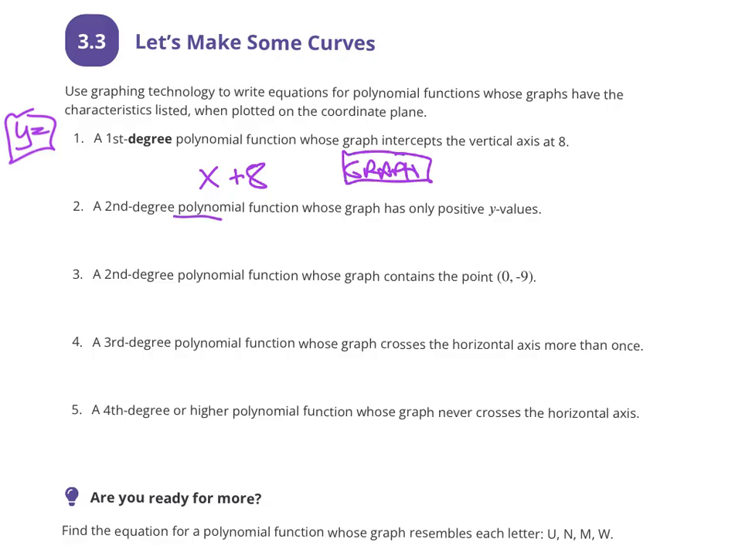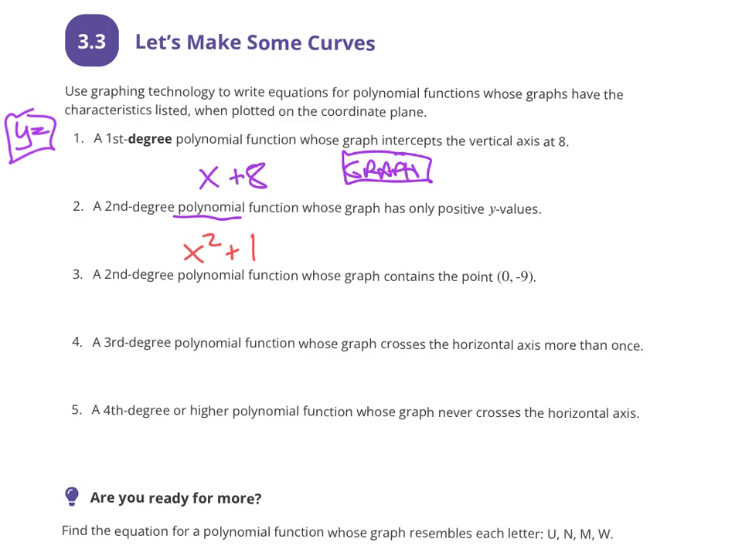A second degree polynomial, number 2, whose only has positive y values. So you're going to have second degree, x squared plus 1, whatever. You could put x squared plus x. You could have put all kinds of stuff in there. But remember, with polynomials, when graphing on a calculator, we're only looking at single variable polynomials. We're not going to have x squared times y. It's only going to be y equals some x to some power.